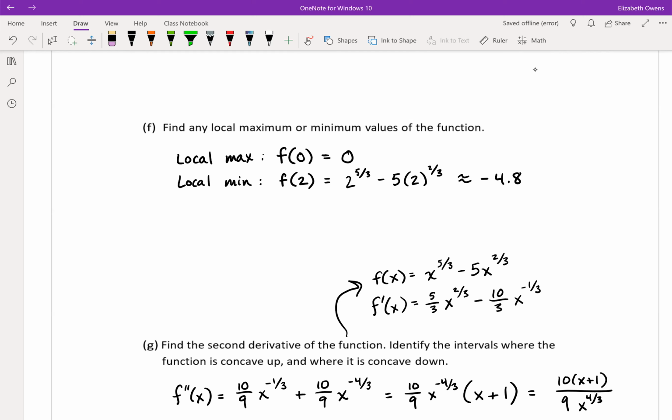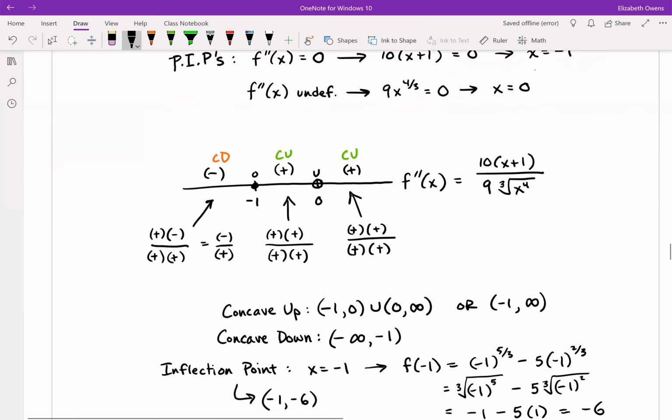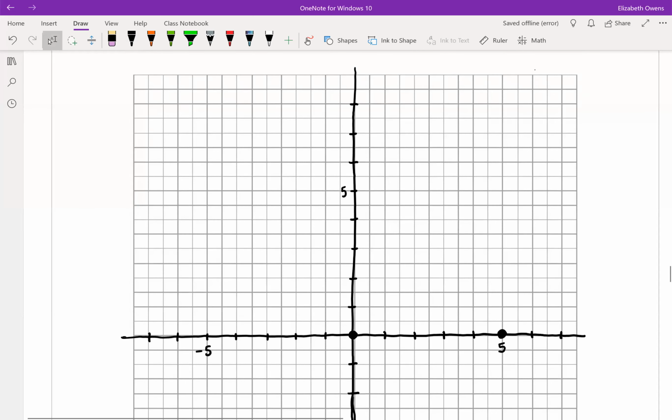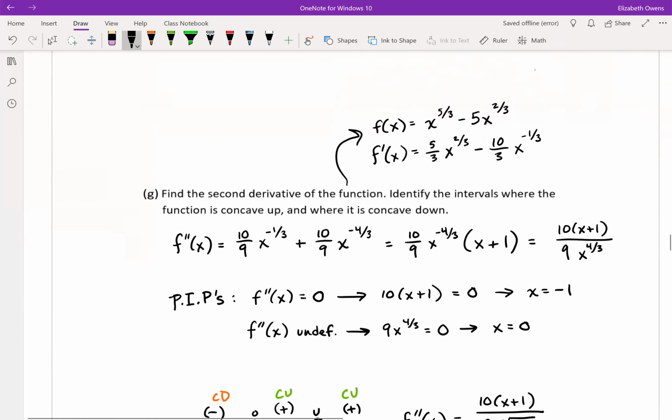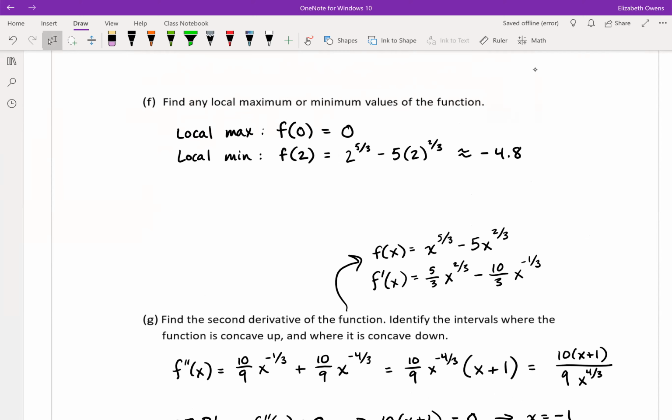Okay, our local maximum was at 0, 0, which is already on the graph because it is our X and Y intercept. But we can also label this as being a local max. So that should be the highest thing in its little neighborhood. And then we had this local minimum where X equals 2 and Y equals approximately -4.8.